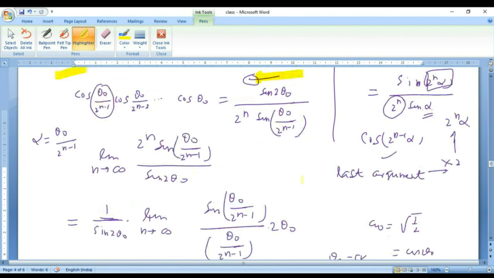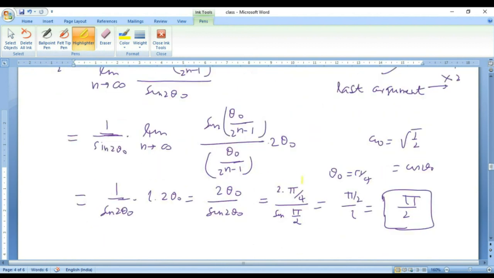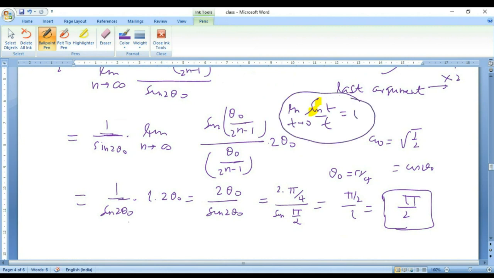And then we took the limit of this expression by again using sine of t over t, limit t tends to 0, equal to 1. And ultimately we got our answer as pi over 2. So that's our final conclusion.